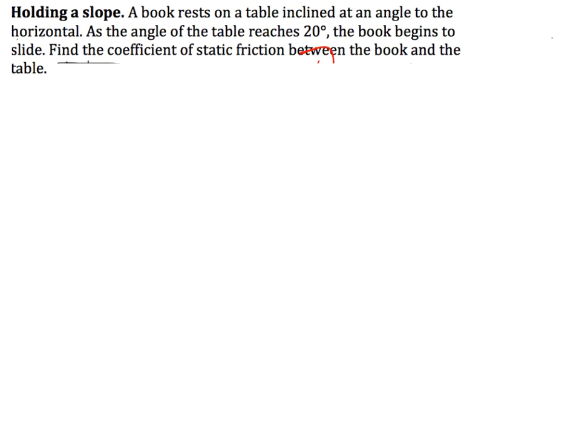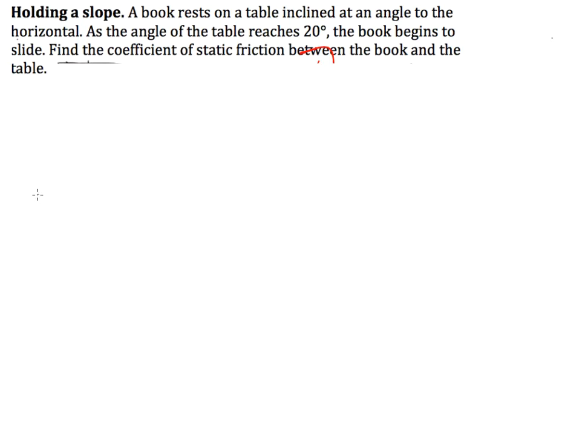All right, holding a slope. So we have a book that's resting on a table and it's inclined at an angle to the horizontal. When the angle reaches 20 degrees, the book begins to slide. So we've got a table and the angle is increasing, increasing, increasing, gets to 20 and the book begins to slide. So we want to use this information to find the coefficient of static friction between the book and the table.